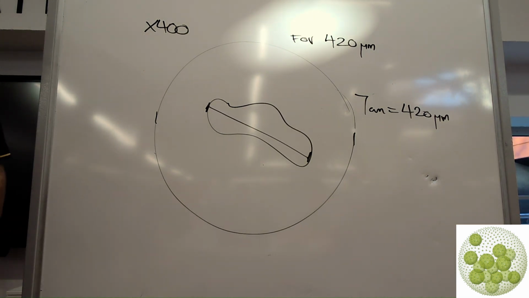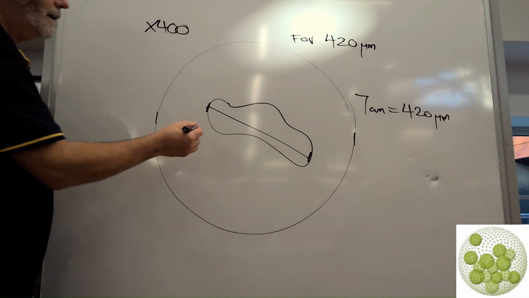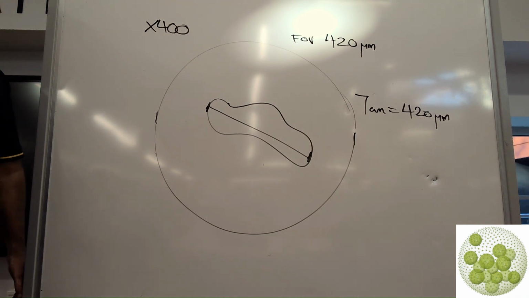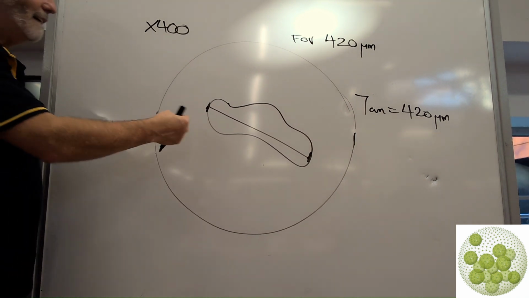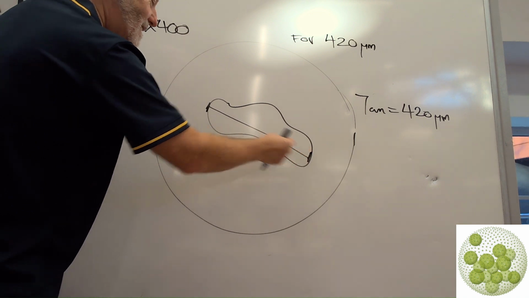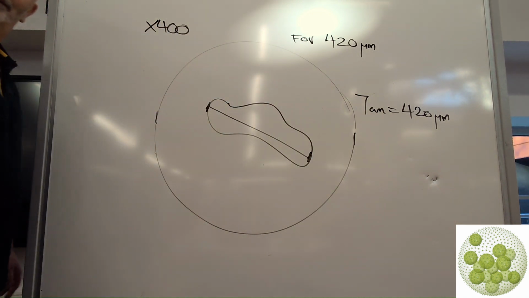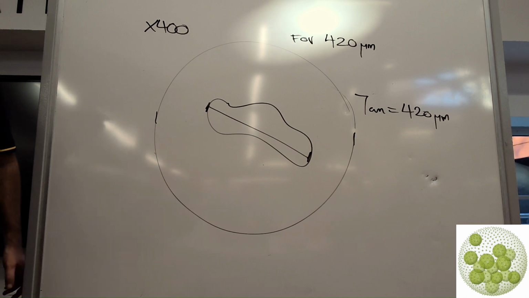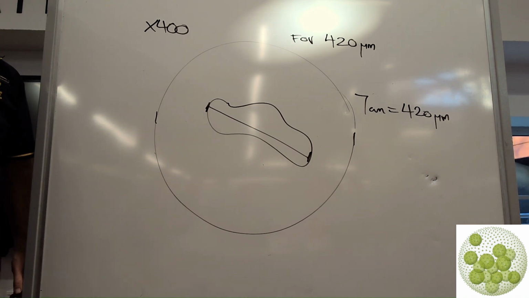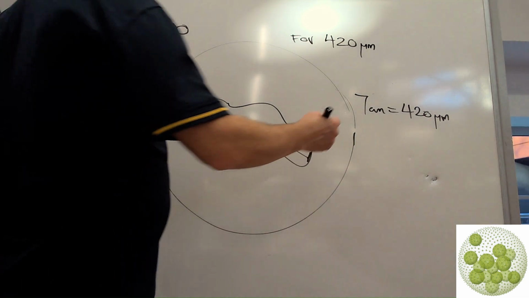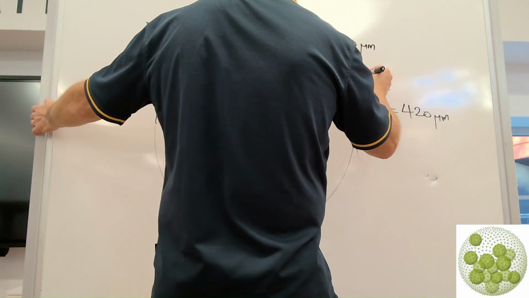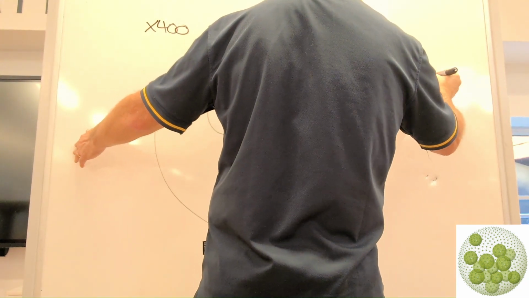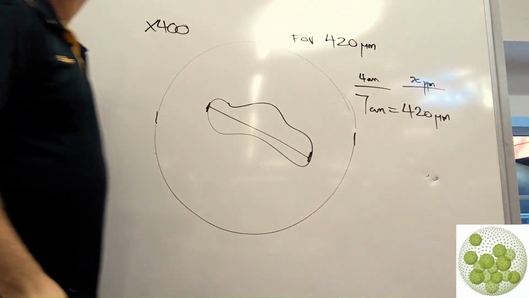Then I get out my ruler again and I measure the distance from one side of the cell to the other side of the cell. What did that measure? It can't measure 10 if the field of view is 7 and this is inside the field of view. It can't be 10. 3? 4? It's 4. So now 4 centimeters equals X microns.